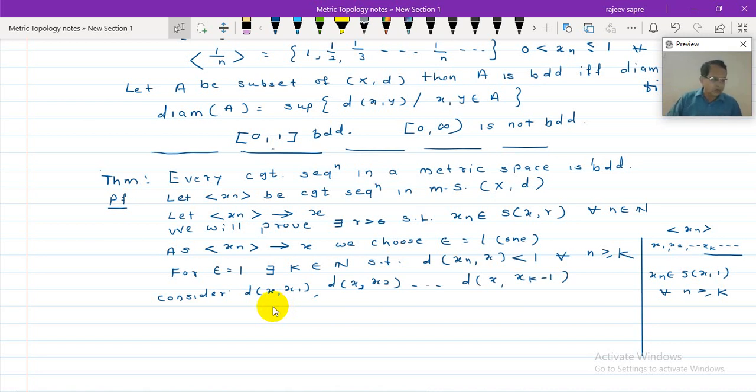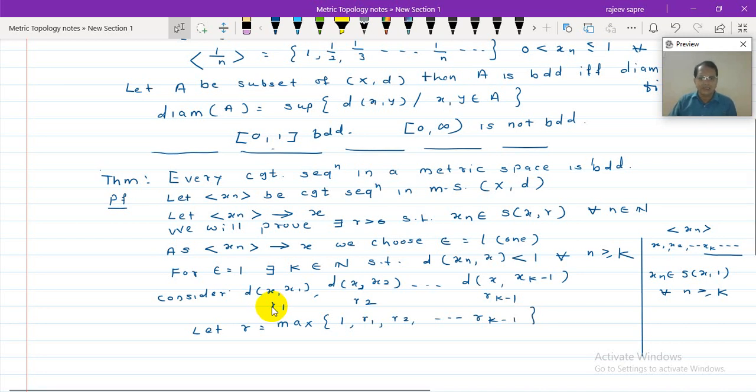Now these are some distances, so I will say that this is distance r1, this is distance r2, this is distance rk minus 1. Now what you do is let r be equal to the maximum of all these: 1, then r1, r2, etc. up to rk minus 1. I will take r as the maximum of all these, 1, r1, r2, up to rk minus 1.